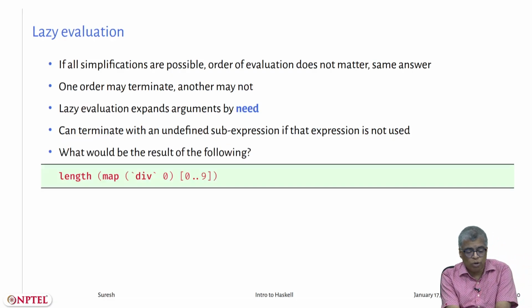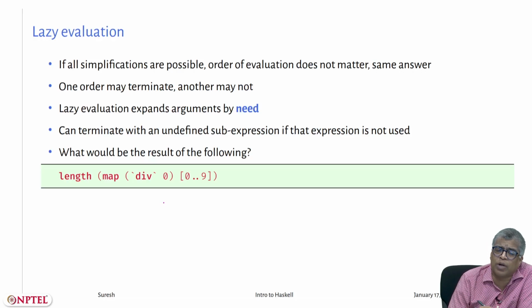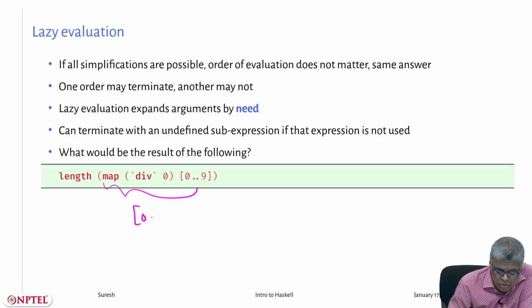Okay. So, for instance, what would be the result of the following thing? Length of map of div 0, you map the div 0 function on 0 dot dot 9. Okay. So then this should produce 0 div 0, 1 div 0.